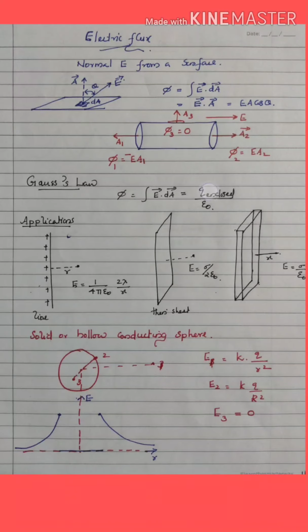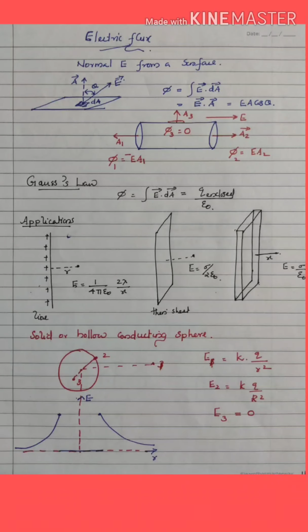The very important concept of Gauss's law. In order to find the electric field due to different configurations, we can use this concept. The surface integral of E dot dA takes the value of 1 by epsilon 0 times the charge enclosed. If it is placed in another medium, you have to multiply epsilon r in the denominator. So here, the application of Gauss's law.